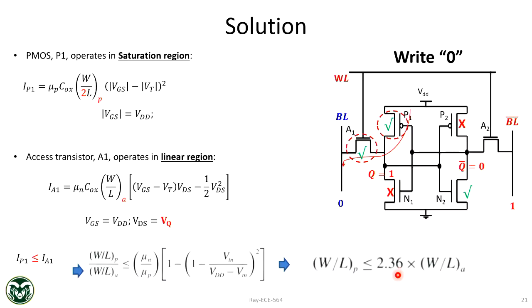How do you decrease VQ to less than the threshold of N2? N2 will be turned off, right? Q won't be switched during the write operation. During the write operation, we are saying that VQ should be less than the threshold of N2. But it won't flip Q bar, or will it? The moment it goes below threshold, it will flip, and that's what you need to do. So what is your equilibrium?